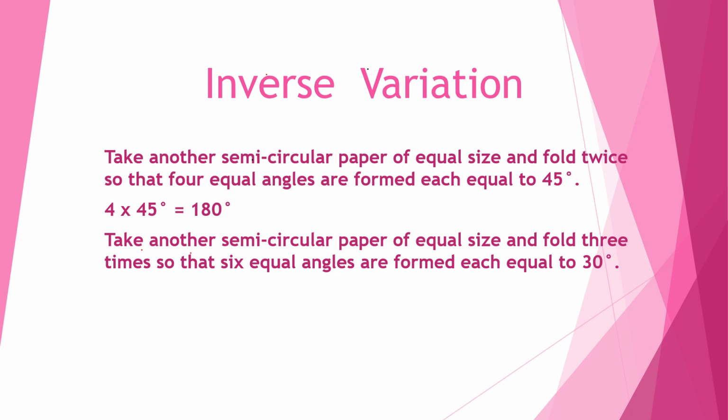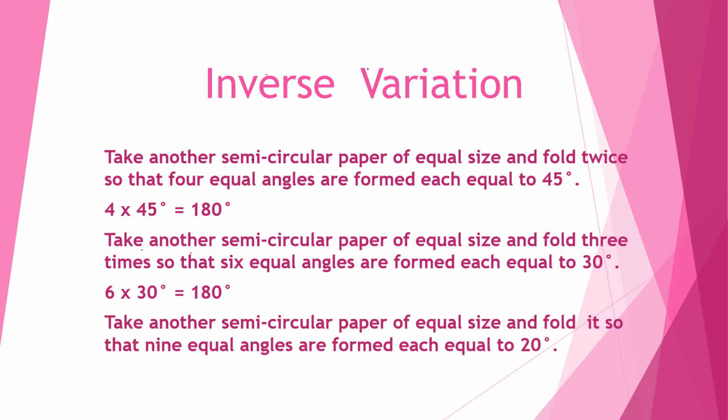Now we take another semicircular paper of the same size and fold 3 times. Now 6 equal angles are formed and the measure of each angle is equal to 30 degrees. 6 multiplied by 30, again 180 degrees. Now we take another semicircular paper of equal size and fold it so that 9 equal angles are formed. Each angle would be equal to 20 degrees and 9 multiplied by 20 is equal to 180 degrees.